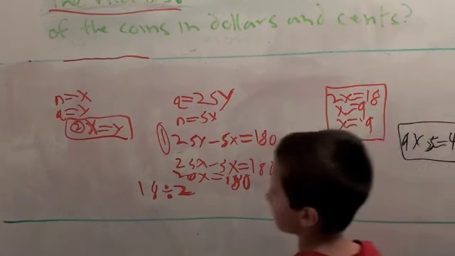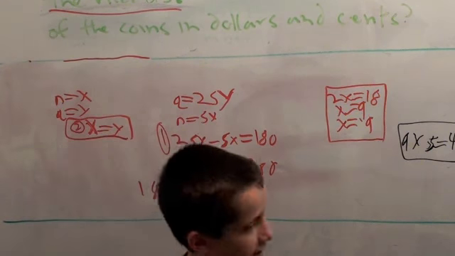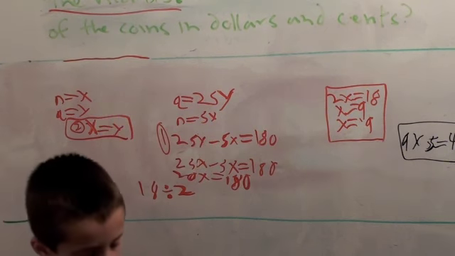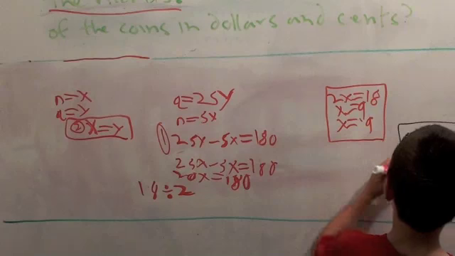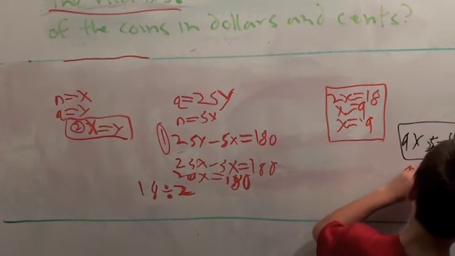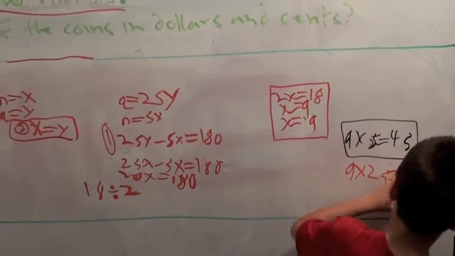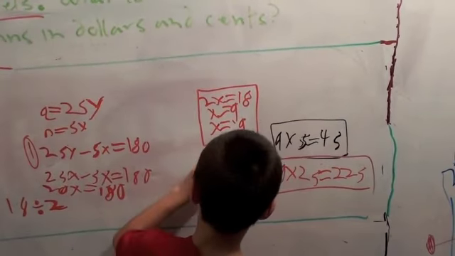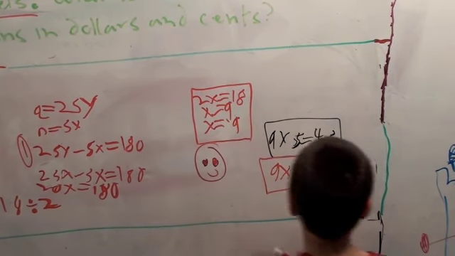Okay. And how much money in quarters does she have? Here's 9 quarters. 9 times 25. Okay, why don't you write that out? 10 times 25 is 250, so it's 250 minus 25, 225. Okay, so 9 times 25 equals 225. Okay. So she has 45 cents in nickels and 225 cents in quarters.